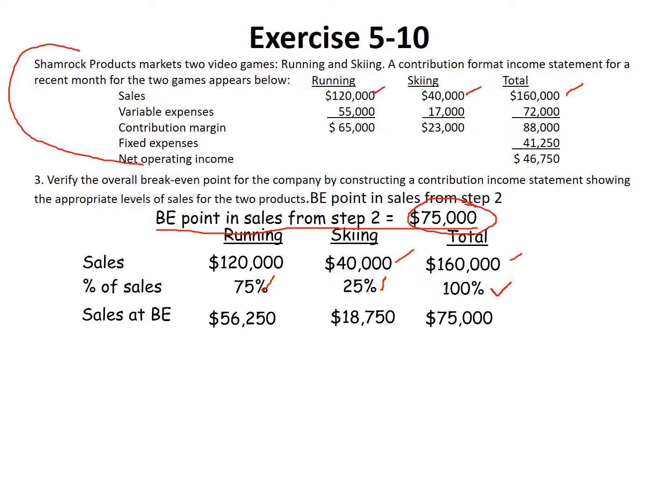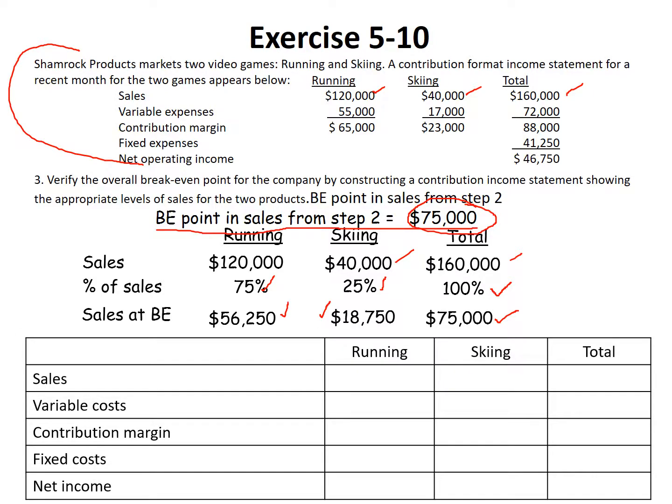So in order to come up with our sales at the break-even point, we take the 75% that we calculated times $75,000, and that equals $56,250. We also take the 25% of the $75,000, and that comes up to $18,750. Of course, when we total our running and skiing sales at break even, that's going to equal the total sales that we calculated from step 2, break even, $75,000.